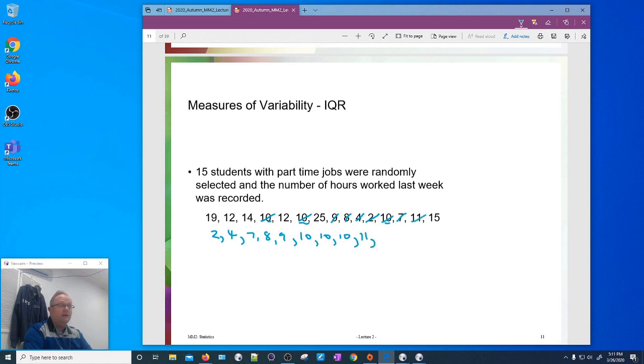Now 12's appearing twice, and so this is affecting our middle score, isn't it? That's why we're doing that. And then we've got 14, 15, and 19. Have I missed one more? 25.